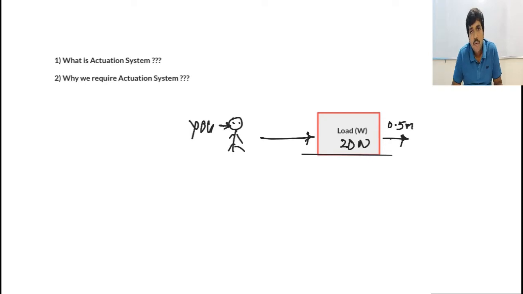Now tell me how the human body functions in this particular task. The first thing is you are away from the load, so first you need to reach the load, and the second thing is you need to push the load. Two things should happen here. Now tell me how the human body reacts to this task.